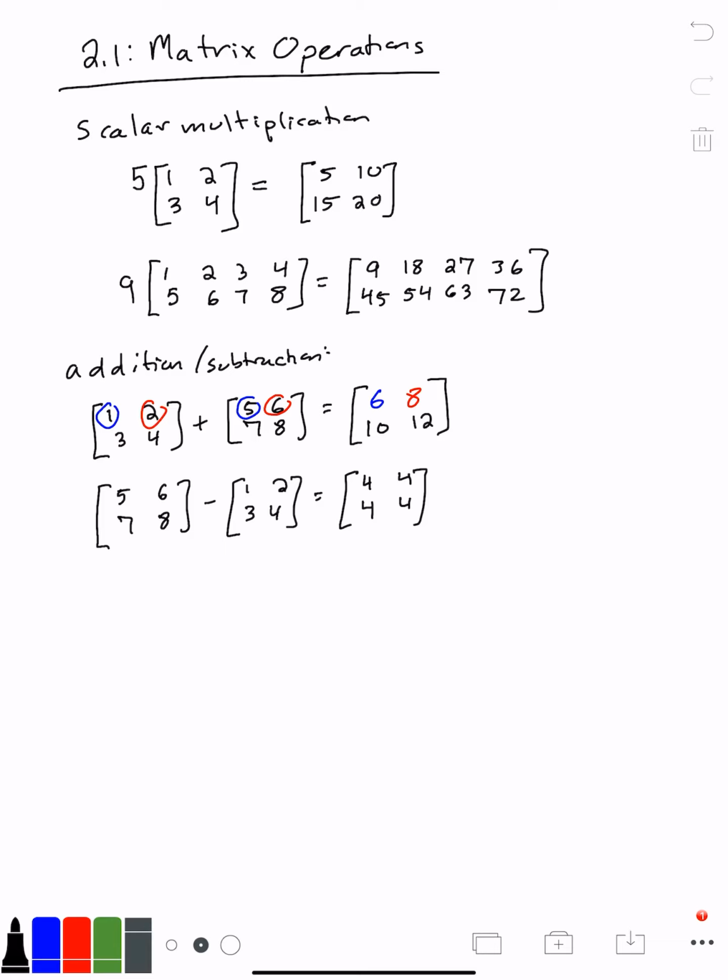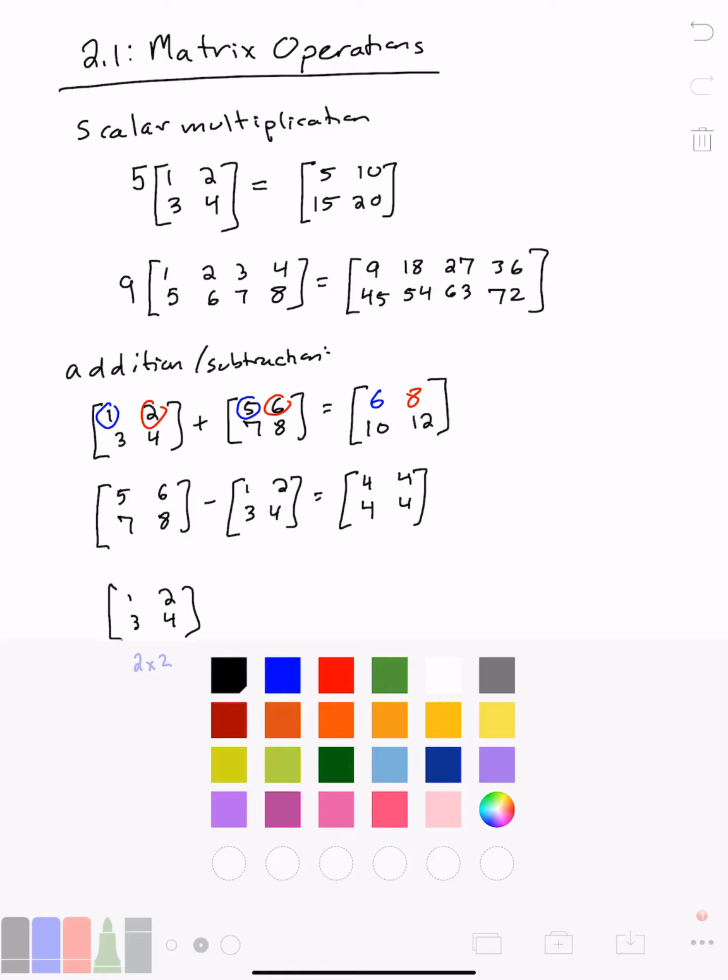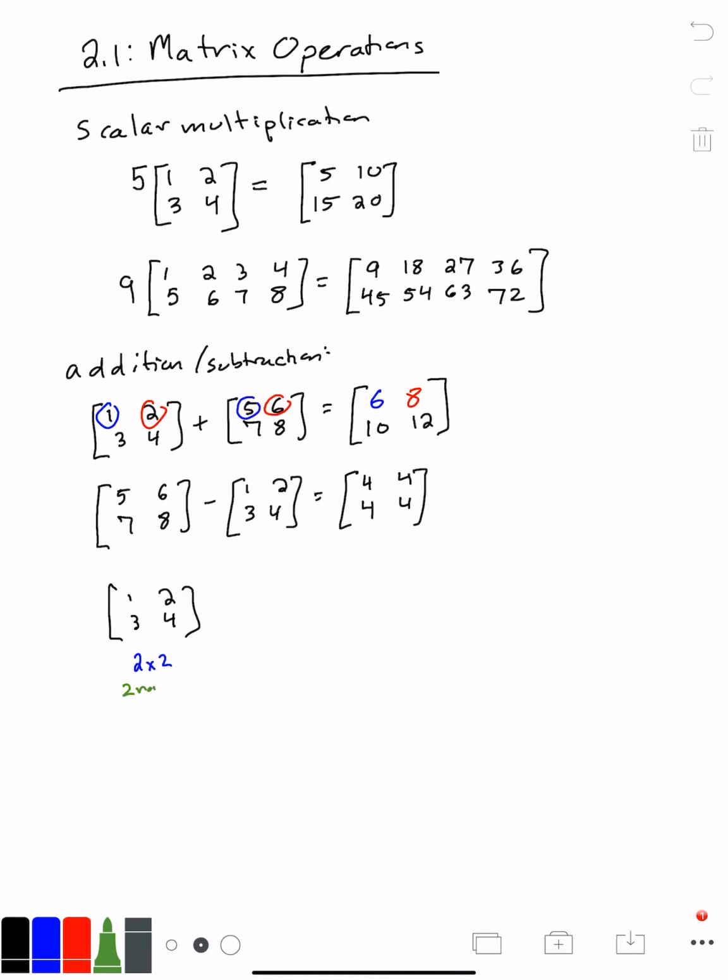The only thing that you want to be aware of when you're adding and subtracting is if you have one matrix that is a 2 by 2 matrix here, right? 2 rows and 2 columns. Maybe I'll write that down here. 2 rows, 2 columns. And you wanted to add to another matrix that is a different size here. So this one is a 2 by 3 because there are 2 rows and 3 columns.